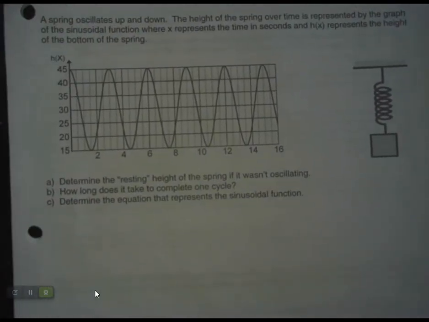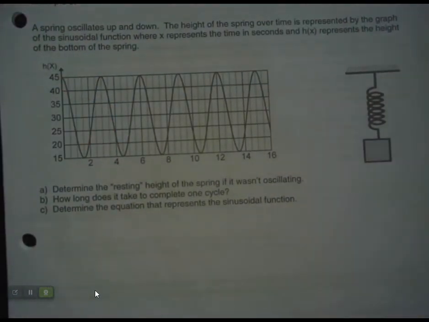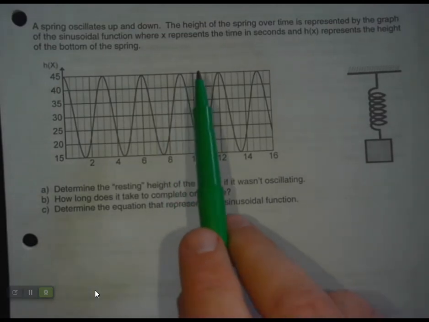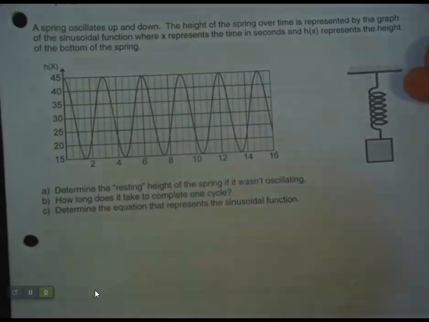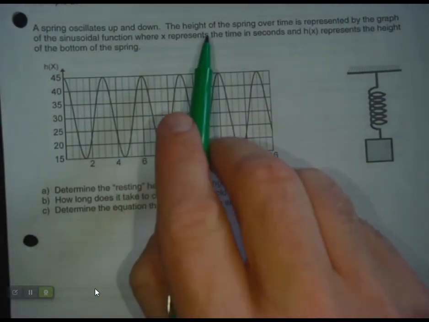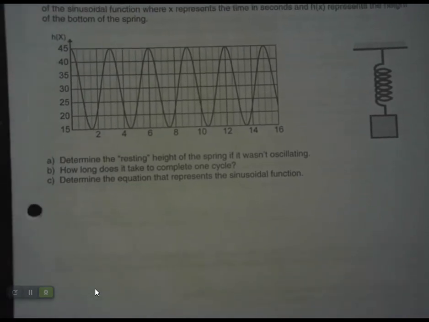If you've taken physics or taken a look at what a spring does, it oscillates up and down. So think about a little spring bobbing up and down, just bouncing up and down. And this is the graph it gets. The height of the spring over x is represented by h, and x is the time. So same idea. But maybe the concept of what we're doing is a little bit different. Determine the resting height of the spring when it's not oscillating.